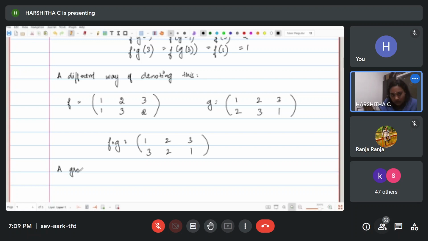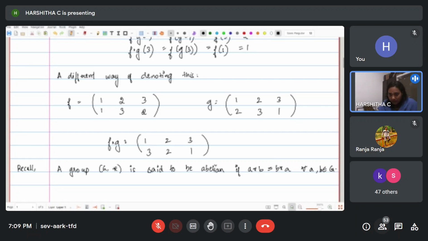So a group is said to be abelian if A star B equals B star A for every A and B in G.